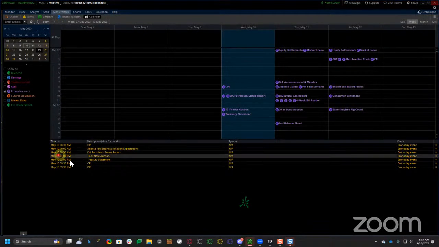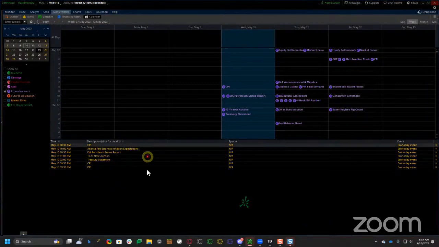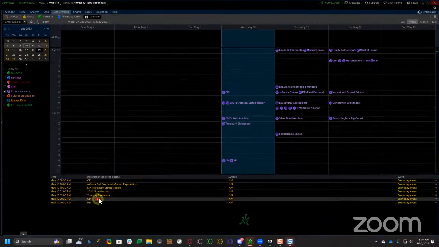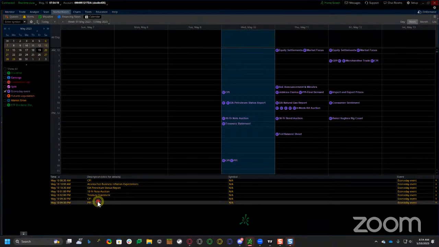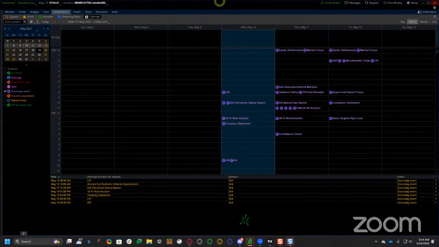8, 8:30, 10, 10:30, 1 o'clock, 2 o'clock. We've got a lot of things on the table today. And it's not just us. You can see that there is CPI and PPI on the docket for somewhere else in the world, because nations around the world are doing this, right?